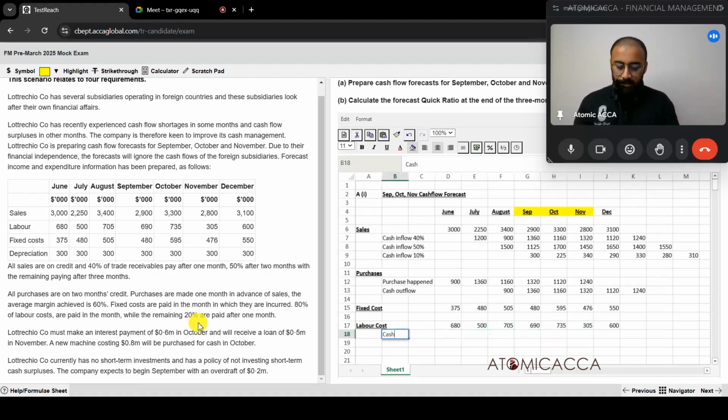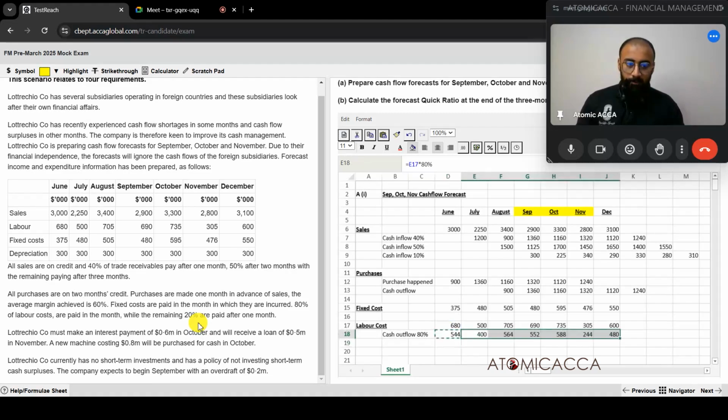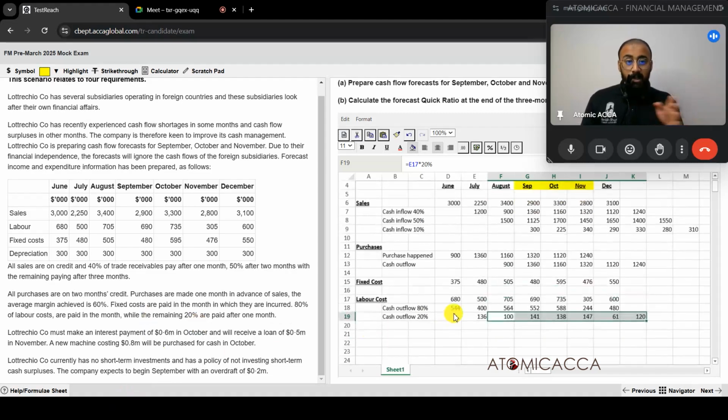Now with the cash flows. Cash outflow, how much? 80 percent. It is told that it is paid in the same month. So the above figure into 80 percent, and the same thing for all months. Then they're telling the cash outflow of 20 percent will happen in 1 month's time. So the above figure multiplied by 20 percent will happen 1 month forward. So we can copy paste it for all the years, and that will give the cash outflows that are happening for all the years.